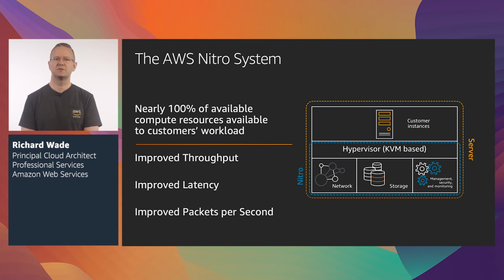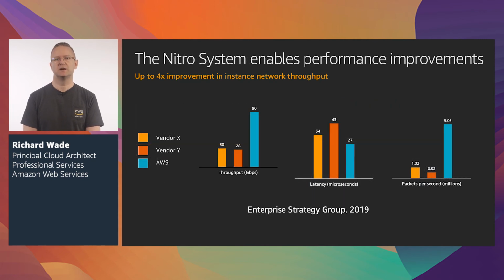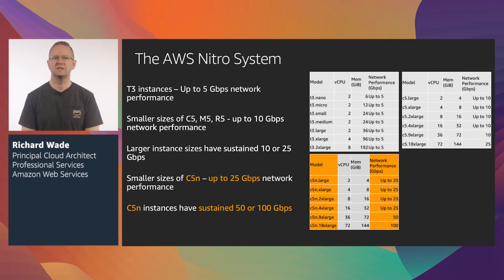This optimization results in three things that we're very interested in for engineering our application performance: improved throughput, improved latency, and improved packets per second. And as you can see in these comparative measurements published by the AWS Enterprise Strategy Group, Nitro-based systems can provide meaningful improvements in performance across the board, in terms of throughput up to 90 gigabits per second, internal latency down to 27 microseconds, and capacity for over 5 million packets per second versus just 1 million for the closest measured competitor. Here, you can see how Nitro-based systems compare with other EC2 instance types.